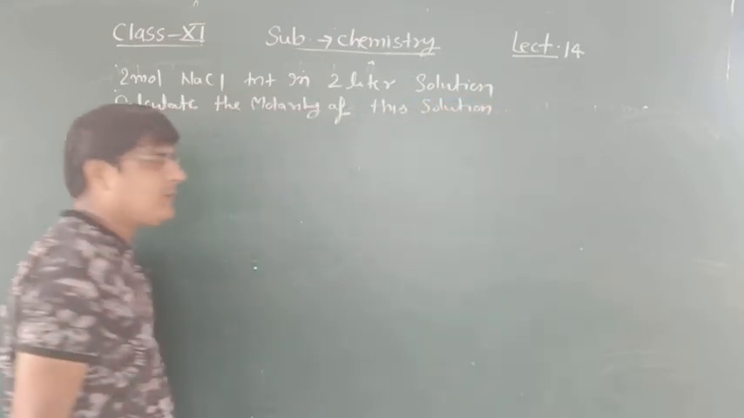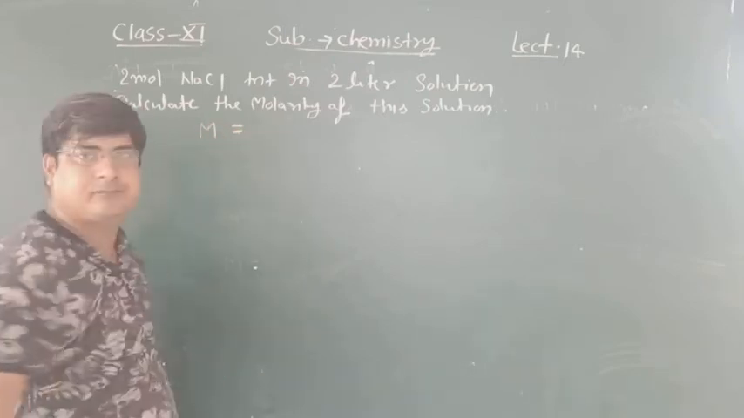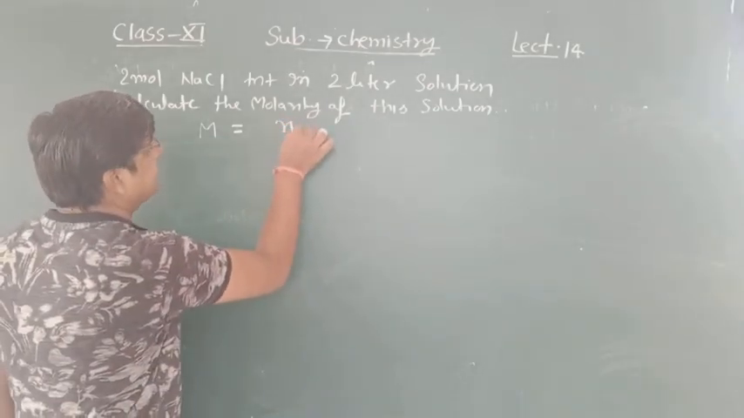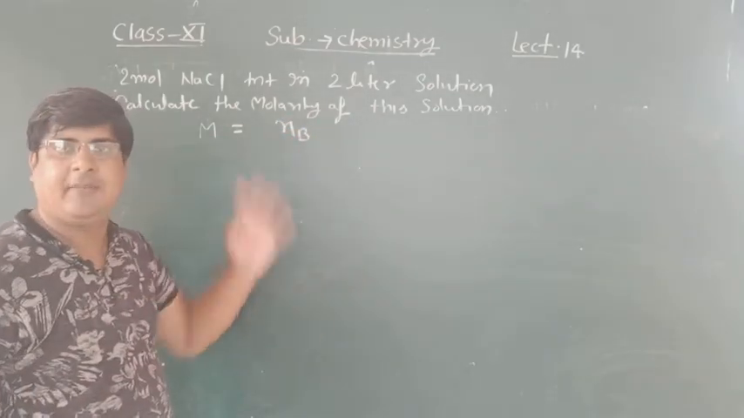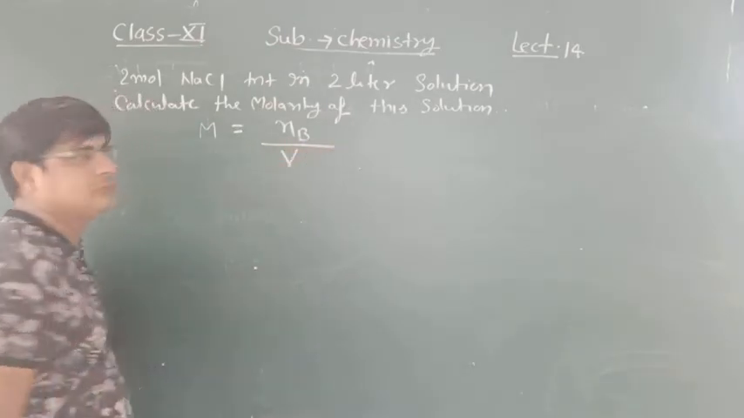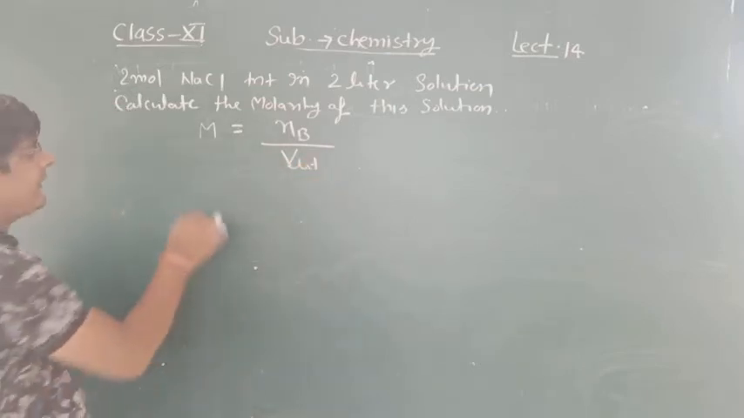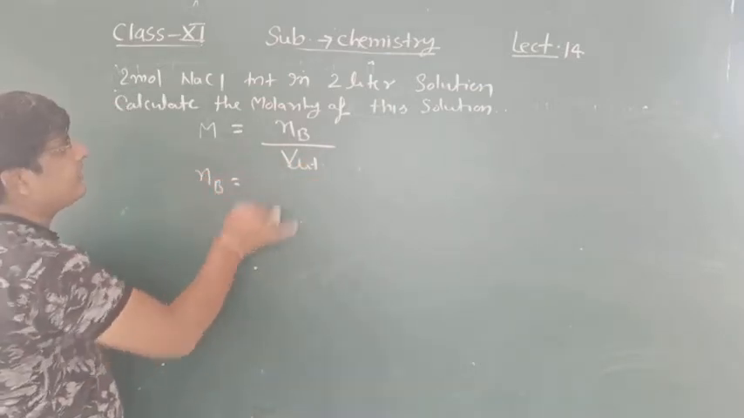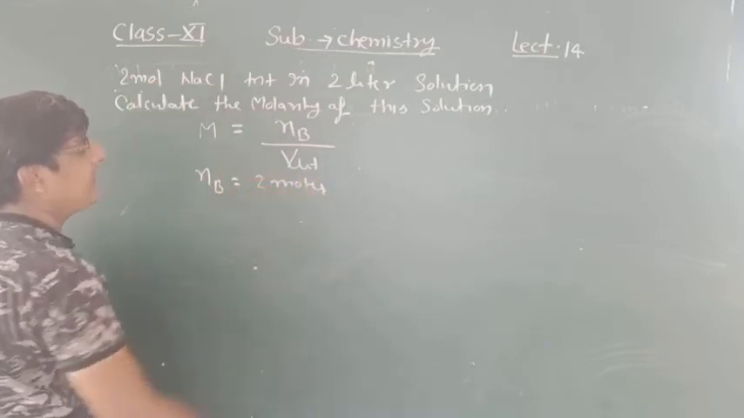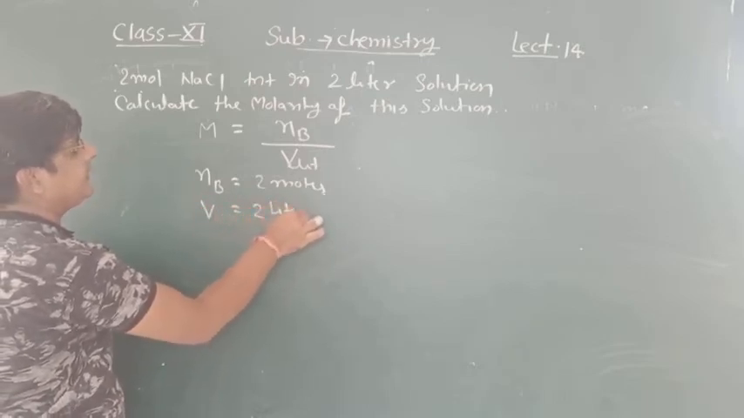So we can easily calculate. Molarity is equal to number of moles of solute, n_B, upon volume. B means solute, n means moles. Volume should be in liter. We know very well here the number of moles of solute is given, 2 moles, and volume is given in liter, 2 liter.